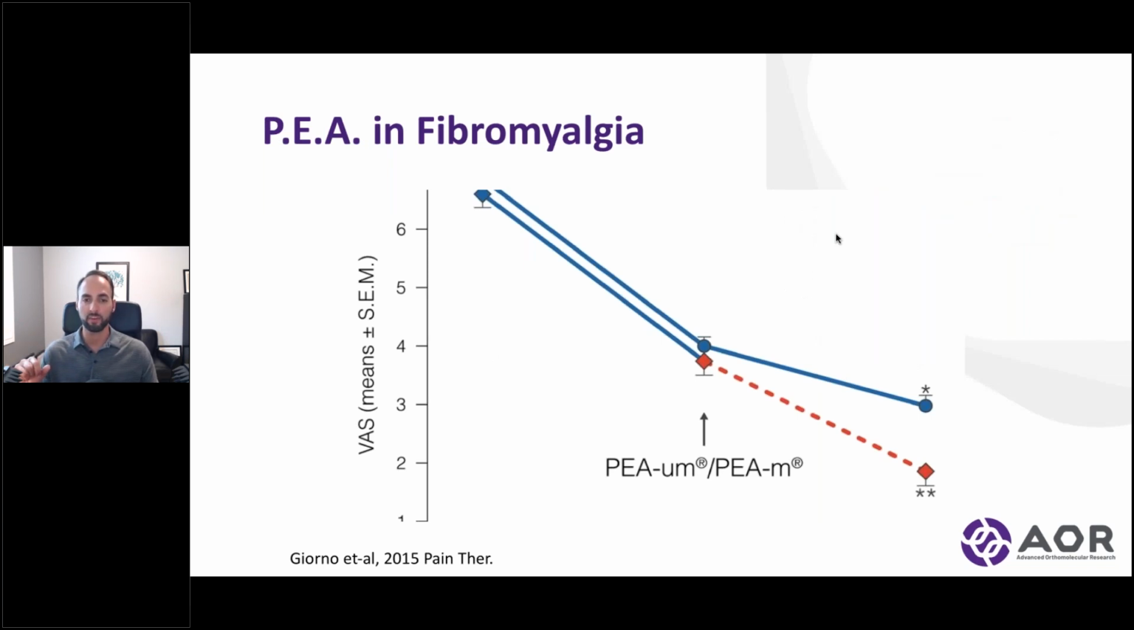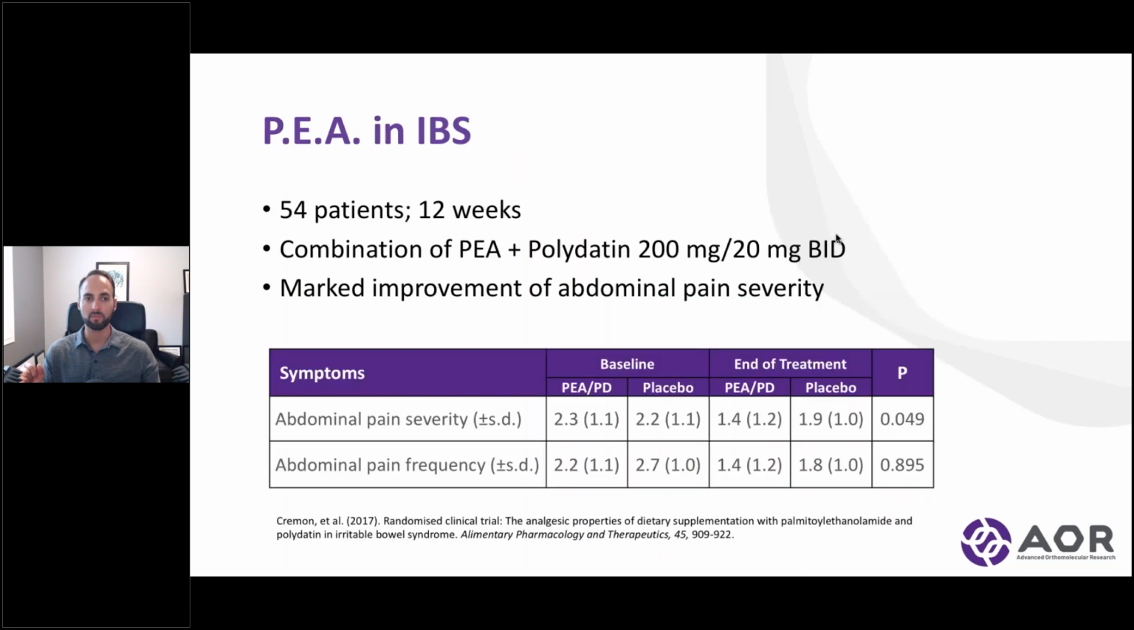This was done in 2015, again showing that PEA, and the um or M stands for ultramicronized and micronized, and we'll talk about that at the end. But you can see substantially reduced levels at the end of the study. And again, we're looking at that kind of 2 to 3 month mark in a lot of these studies.